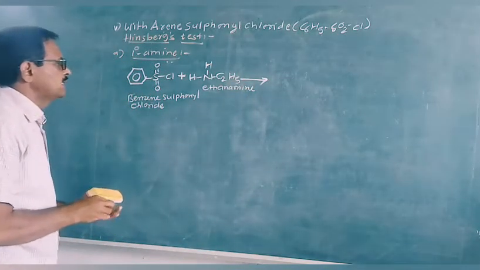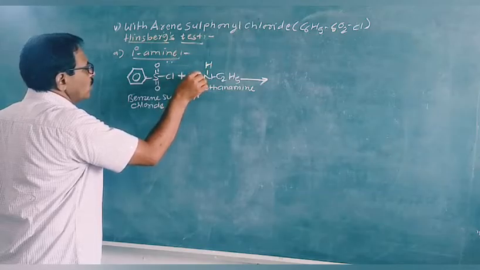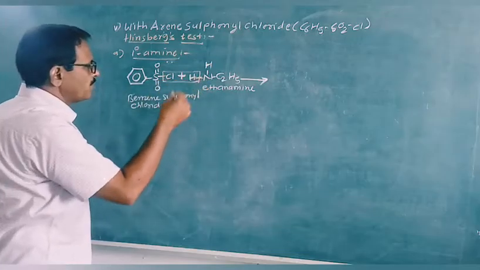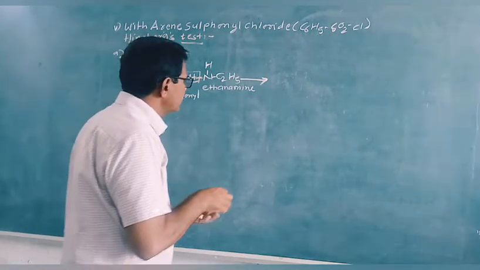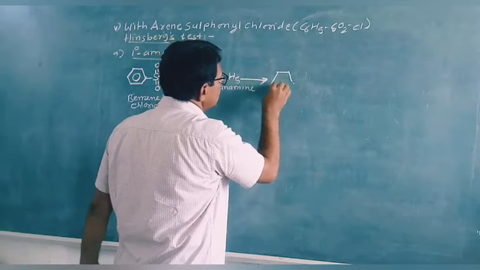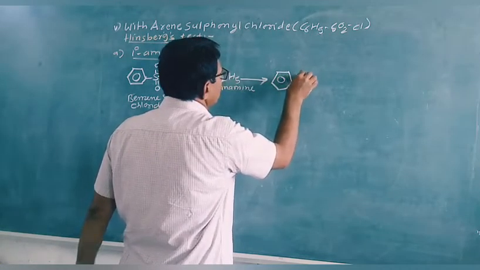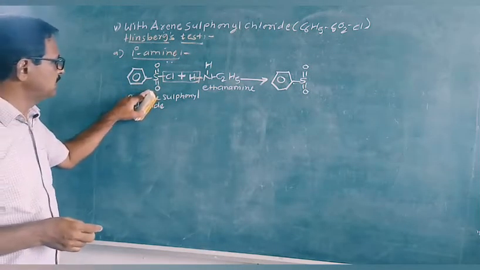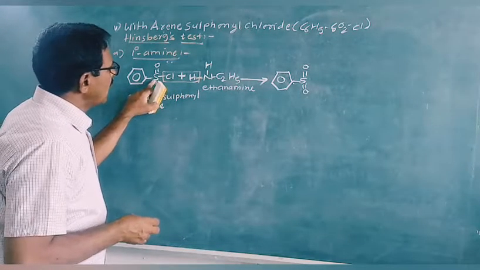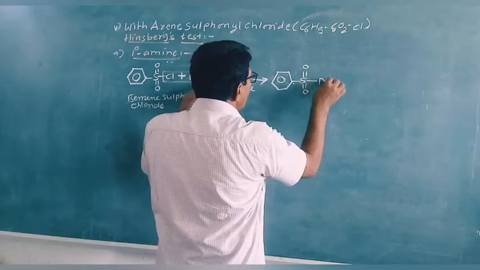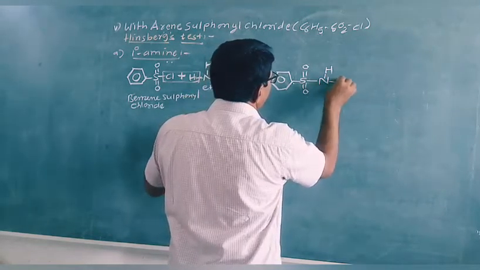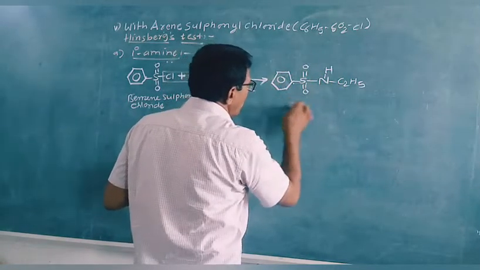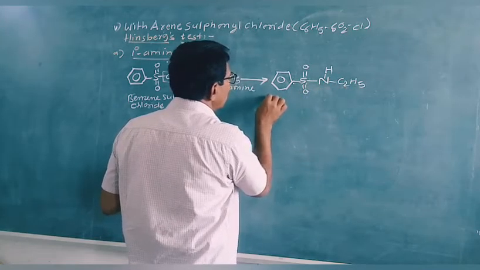It gives, see here, a very simple reaction. One of the hydrogen atoms of the amine combines with this chlorine. Formation of HCl takes place, and we will get the product like this: C6H5SO2, this part remains as it is. Now this sulfur is directly attached to this nitrogen atom, NH, here C2H5. It is known as a sulfonamide, benzene sulfonamide, with an ethyl group attached to it.